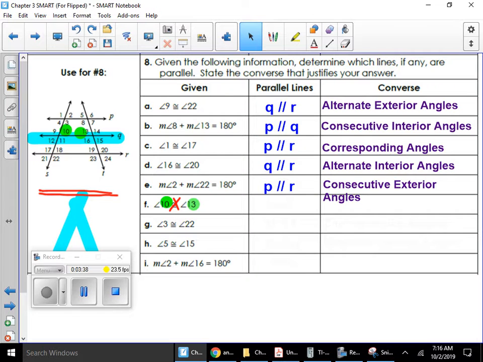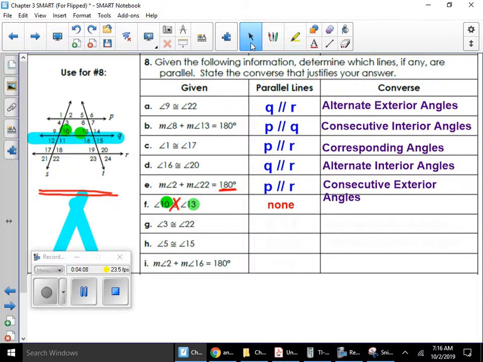Notice consecutive exterior was the reason we used last time, but both consecutive pairs have that same supplementary that we're looking for. So we can't do anything with that. Knowing that those are congruent doesn't do anything for us. And if you look at the diagram, you can see that pretty clearly. S and T weren't drawn to look parallel at all. Not that we can say that from the diagram, but with this given information, 10 and 13 being congruent, there's just nothing we can do.